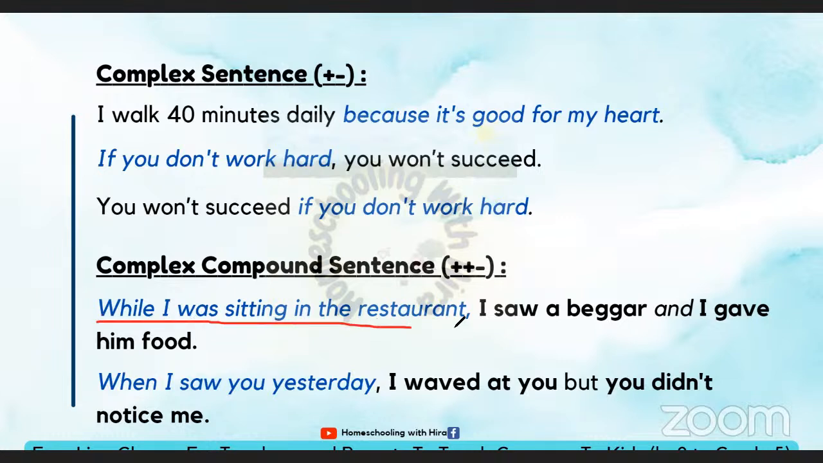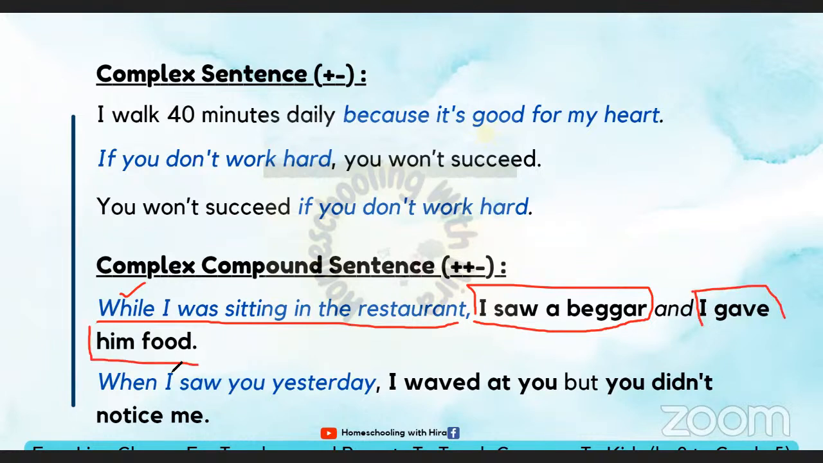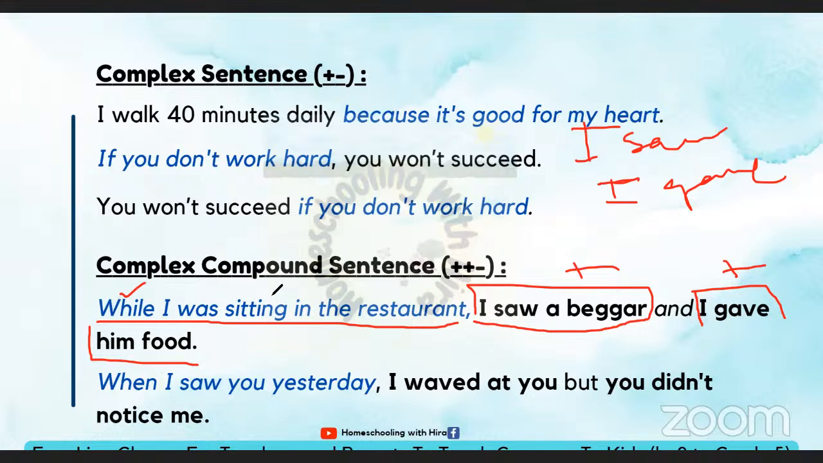While I was sitting in the restaurant, while subordinate conjunction, I was sitting in the restaurant, I saw a beggar. This is a complete sentence. And I gave him food. Another complete sentence. ठीक है? I saw a beggar. I gave him food. ये दोनों complete sentences हैं. So plus, and we have while I was sitting in the restaurant, minus. Complex compound sentence बन गया.